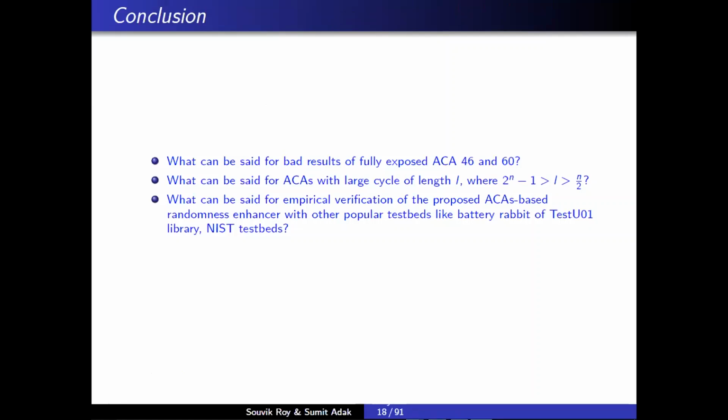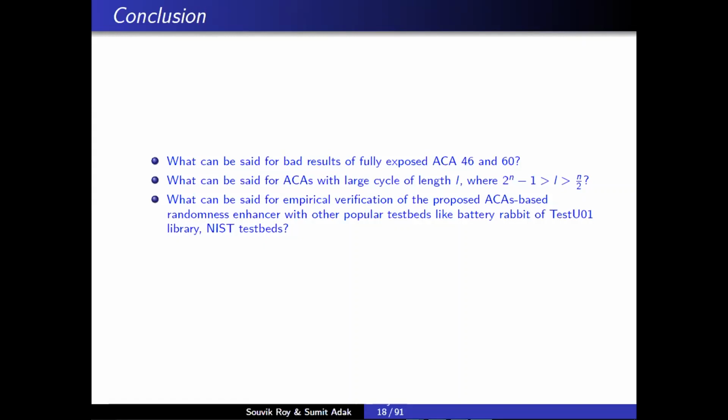To conclude, I should say that I have further explored why ACA 46 and 60 are not showing good results, because these two also have fully exposed behavior. Also, this classification into fully exposed and partially exposed we have done purely experimentally, so there is scope for understanding in terms of RMT why they are fully exposed and partially exposed. We have already considered cycle lengths 2 to the power n and 2 to the power n minus 1. If the cycle length is greater than n by 2 and less than 2 to the power n minus 1, we have to identify those ACA and how they work as randomness enhancers.